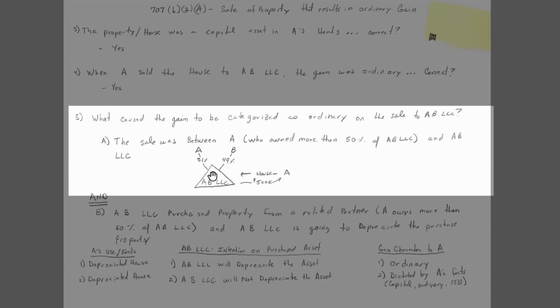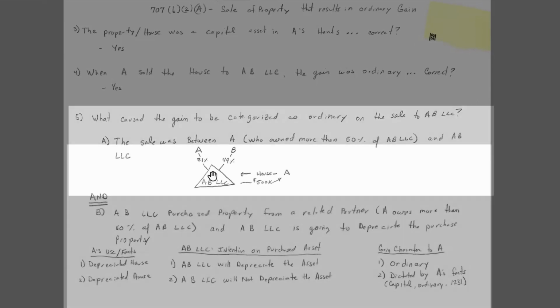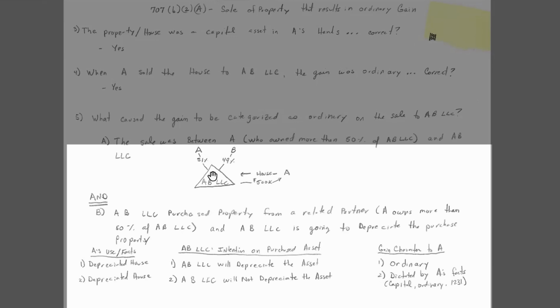The sale was between A, who owned more than 50% of ABLC, and ABLC. ABLC purchased property from a related party. A owns more than 50% of ABLC, and ABLC is going to depreciate the purchased property. A's use and facts. Oh, so let's just focus on the bottom portion of the page.